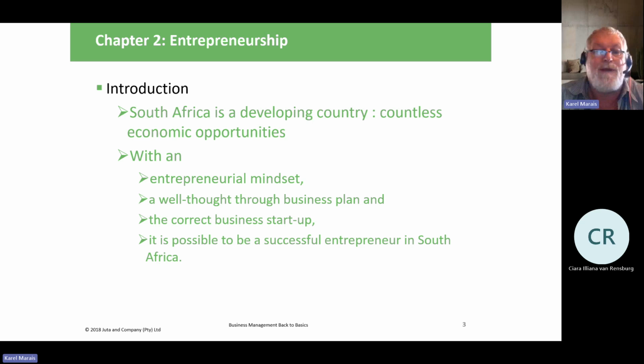So you need to do the things that we're going to discuss in this chapter, that we talk about, what do entrepreneurs do. You need a decent business plan. We'll show you what a business plan looks like. You need to understand how a business starts up, grows, and then scales. If you've got these things together, it's very possible to be a highly successful entrepreneur within South Africa.